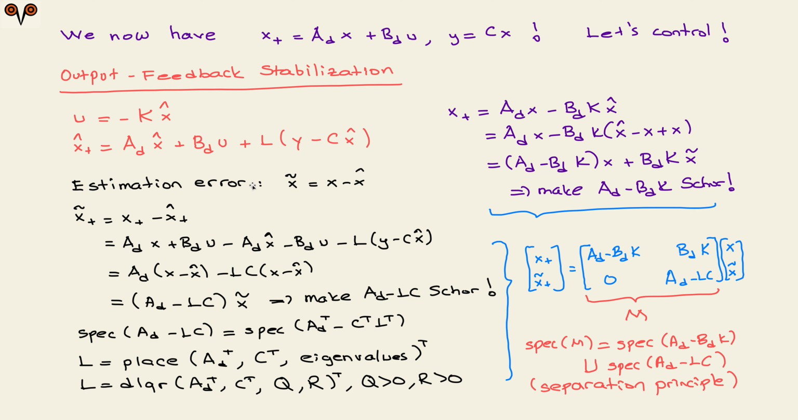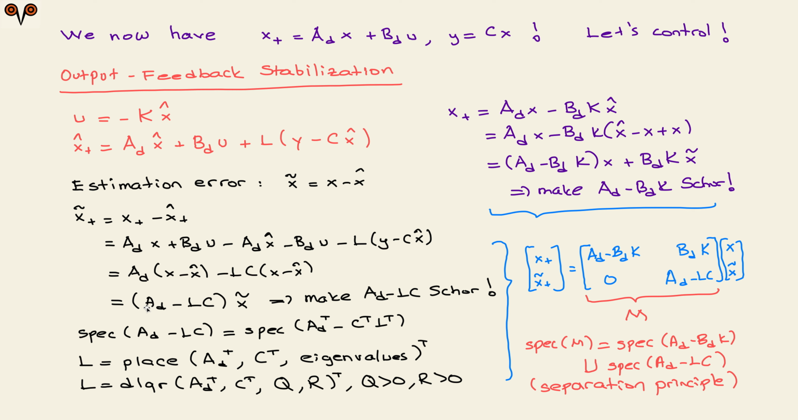Basically, in this case, your estimation error, X tilde, X minus X hat, becomes, let's calculate its equation. X tilde plus is X plus minus X hat plus. This is the X plus. This is the minus X hat plus. I just use this and that, nothing else. If you do some arrangement, again, you can stop the video, nothing deep about that, you arrive at this: AD minus LC X tilde. So this is basically the estimation dynamics.